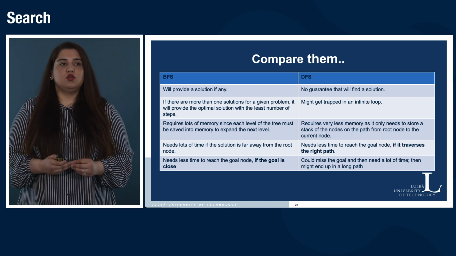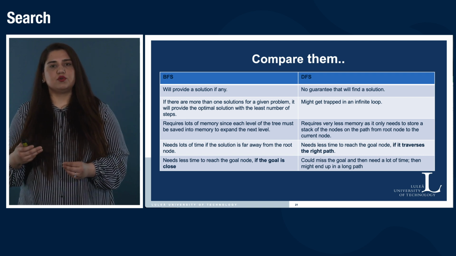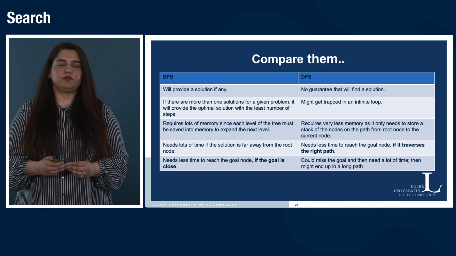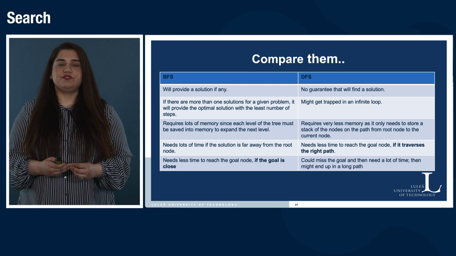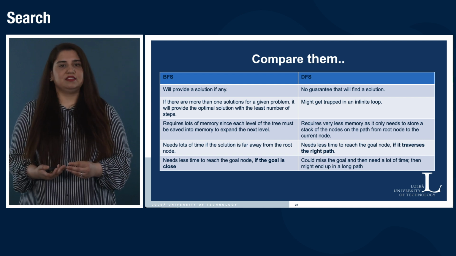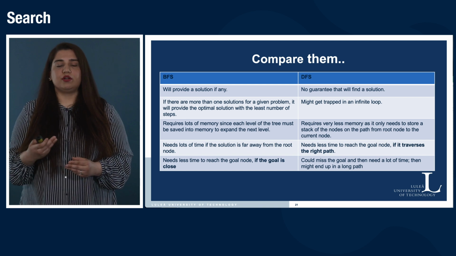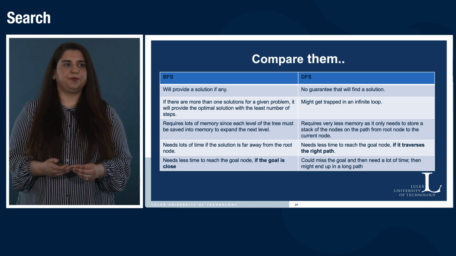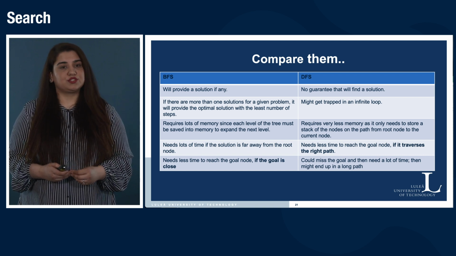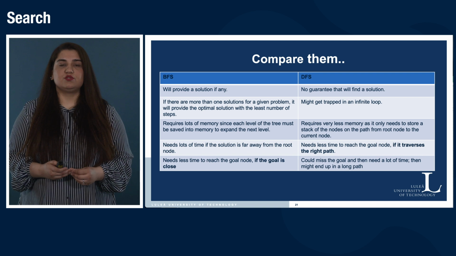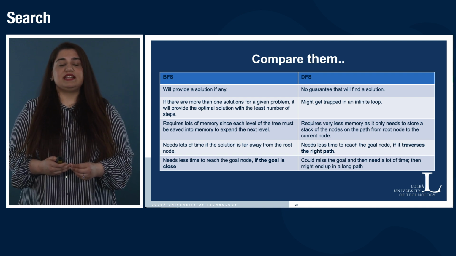Breadth first search needs a lot of time if the solution is far away from the root node, because it has to cover all the nodes in each of the levels. However, depth first search needs less time to reach the goal node if it traverses the right path. If you are on the wrong path, then you can end up in an infinite loop, or you can end up consuming a lot of computational power. Breadth first search needs less time to reach the goal node if the goal is close. However, depth first search could miss the goal node and then need a lot of time, and might end up in a long path.